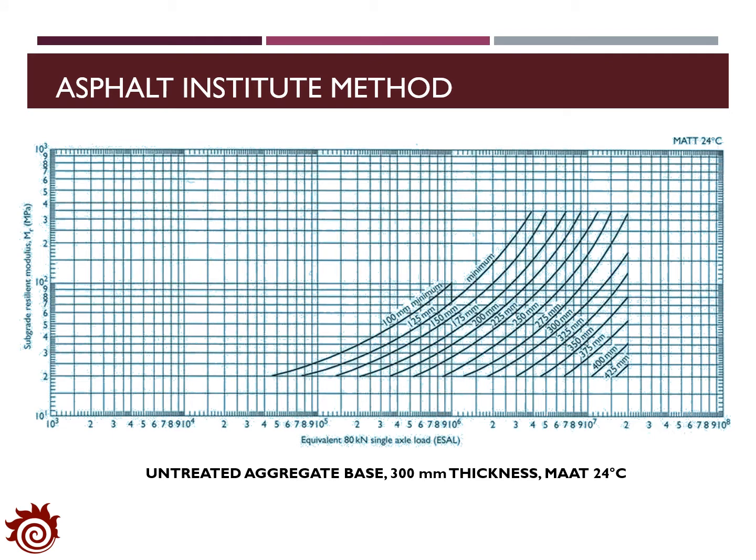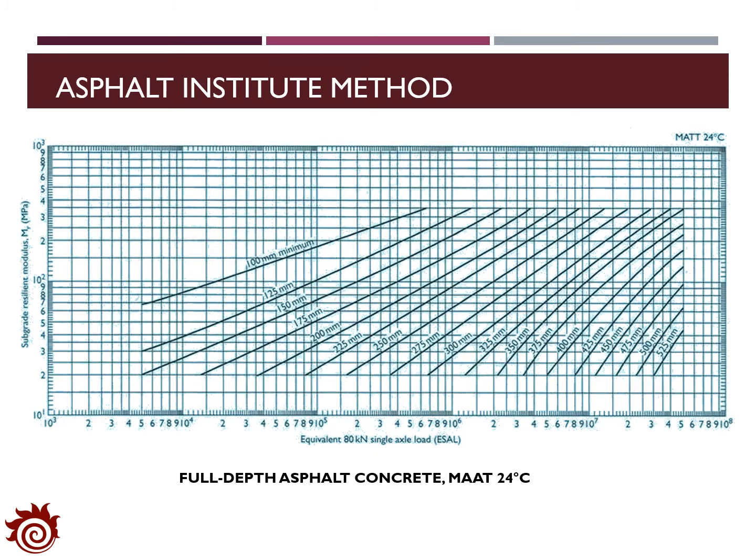Similarly, this chart is applied for the deep strength asphalt pavement with the thickness of the granular base as 300 millimeters and the mean annual air temperature higher than 24 degrees. And at last, we have the chart to estimate the thickness of the pavement layers for the full depth asphalt pavement under the situation of the mean annual air temperature higher than 24 degrees.